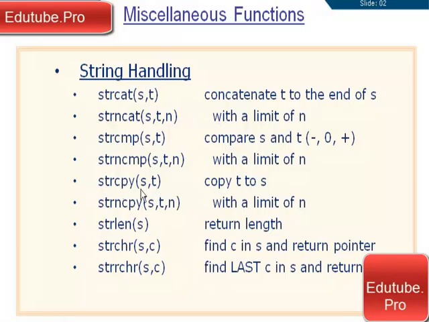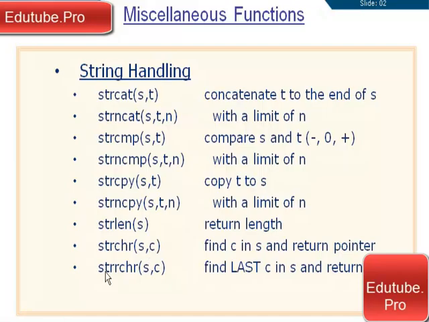We'll copy T into S, a character at a time, until you get to the null. strncpy has a limit of how many bytes of T will be copied to S. Return the length of a string with strlen. Here's strchr. We're going to look for this individual character in this string S, and we will return a pointer to this location within S, or if the character is not in S at all, we will return a null pointer of zeros.